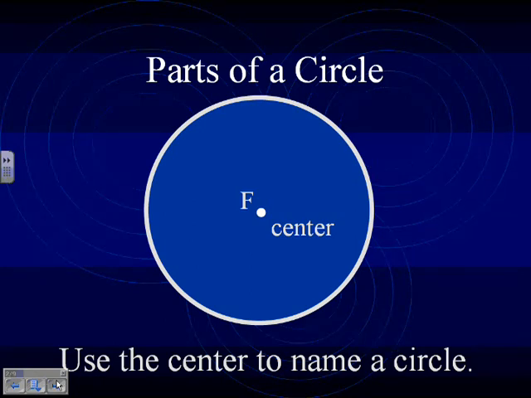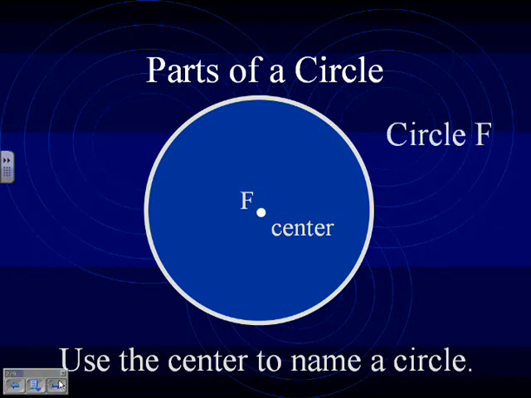So just so we're all on the same page, go ahead and make your center point F on the circle you just made. Circles are probably the absolute easiest shape that we've ever had to name, because all you have to do is look at the center, you use that to name it. So we will call this circle F.